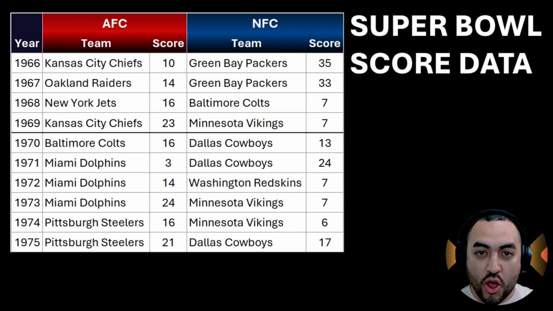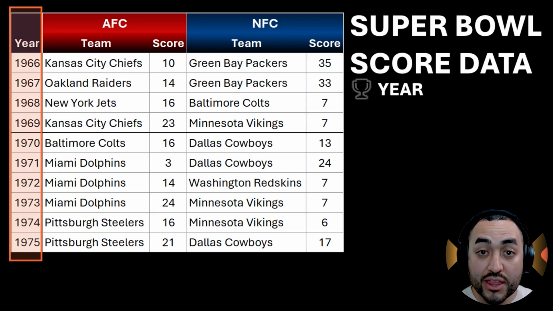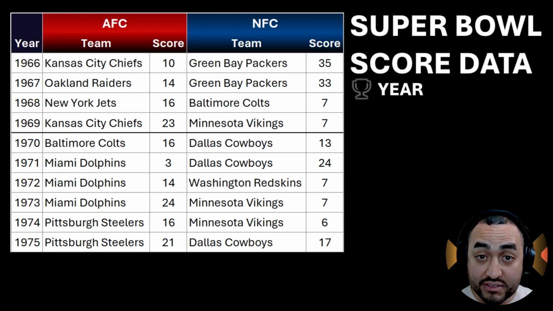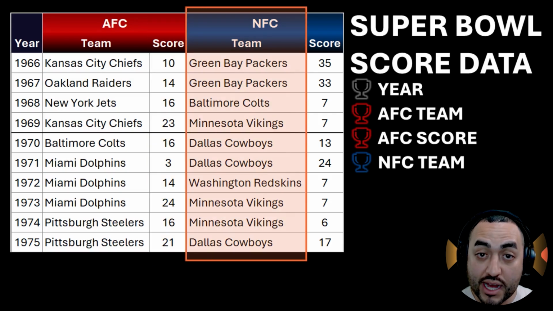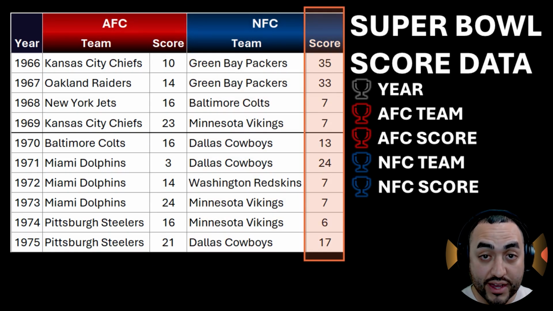Now, to practice in Excel, let's get our hands on interesting data. With the Super Bowl just around the corner, I think it's the perfect time to dive into previous scores. We have 5 columns of data. In the first column, we have year, representing the season for which the Super Bowl was played. Now, there are 2 conferences in the NFL, AFC and NFC. In the second and third column, we have the AFC team and their final score. And in the fourth and fifth column, we have the NFC team and their final score.